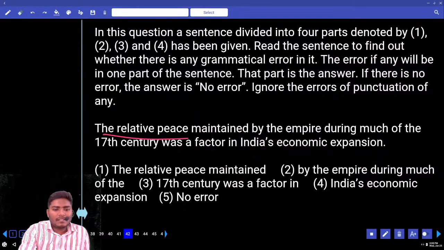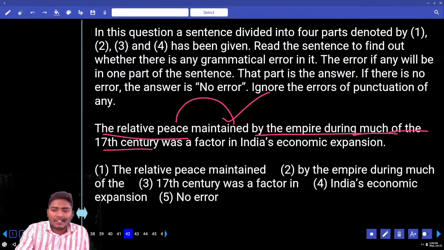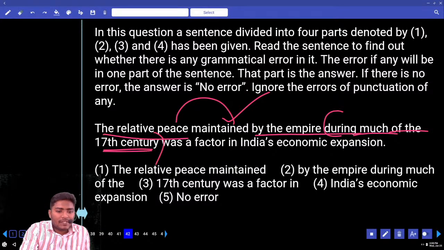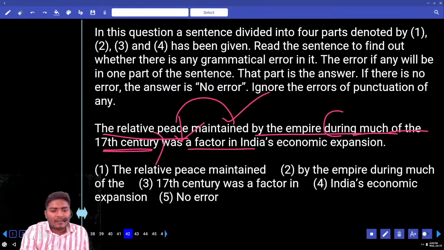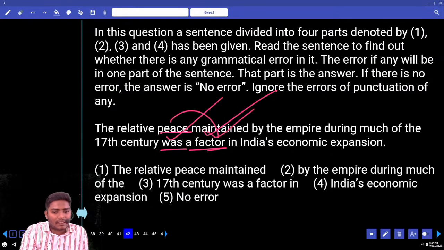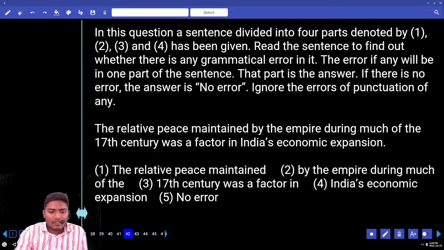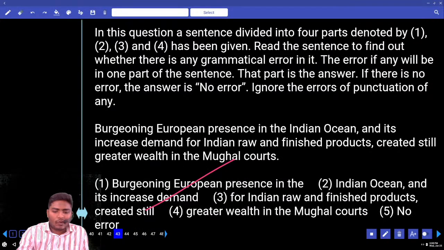The relative peace, the peace which was maintained by the empire. There was some empire during much of the 17th century. This during refers to the 17th century, a time indicator. This peace was a factor. This was a factor. Singular, right? Is peace singular or plural? Singular. Singular is okay. And singular refers again to a factor. This peace was a factor in India's economic expansion. Any error? No error case. Next, move to 43.